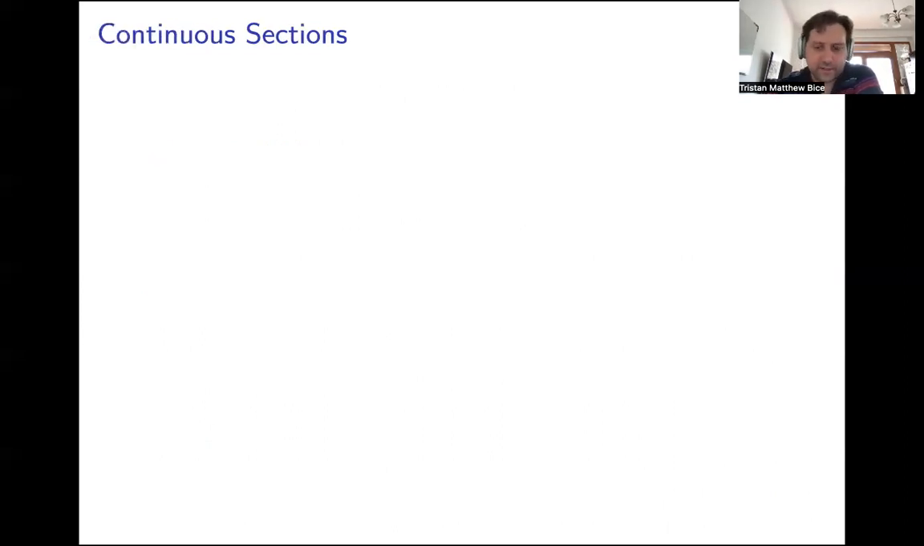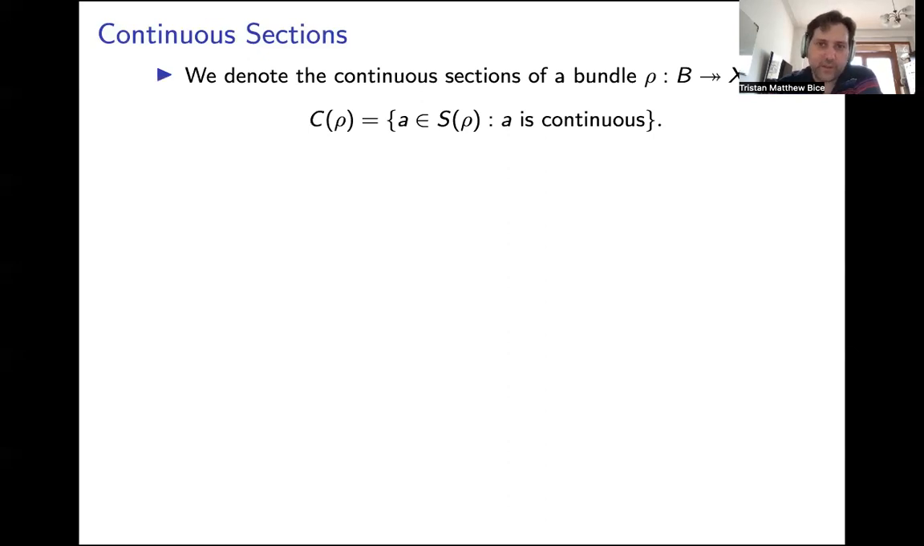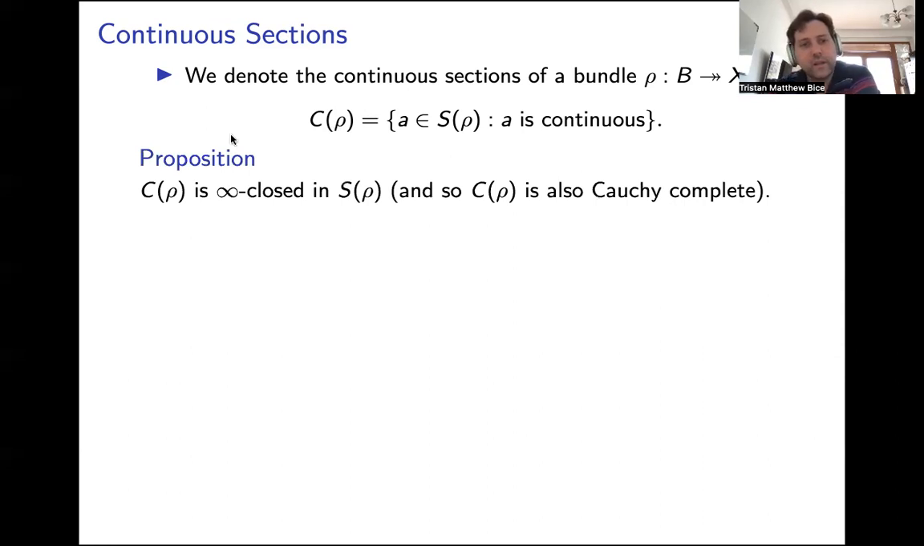Okay, so that's arbitrary sections, but really, like I said, if we already have this topology around, we want to use it. We want to actually deal with continuous sections, not arbitrary sections. So again, let's introduce some notation. Just like before, we had C(X) to mean continuous complex valued functions on X. Let's just use C(rho) here to mean continuous sections of a bundle rho. So the claim now is that these continuous sections are closed relative to this infinity norm. They're closed within this larger space of arbitrary sections.